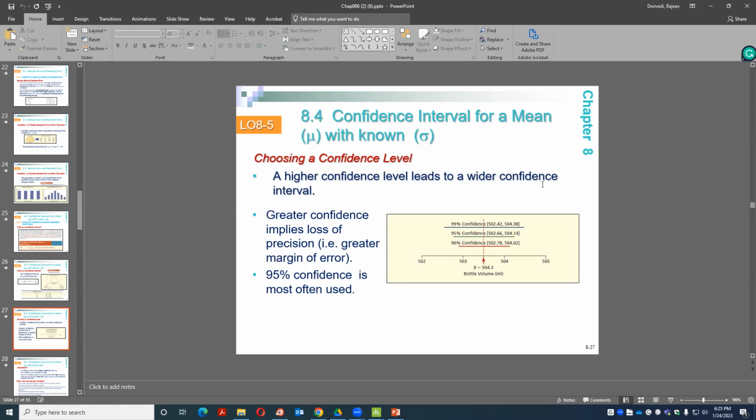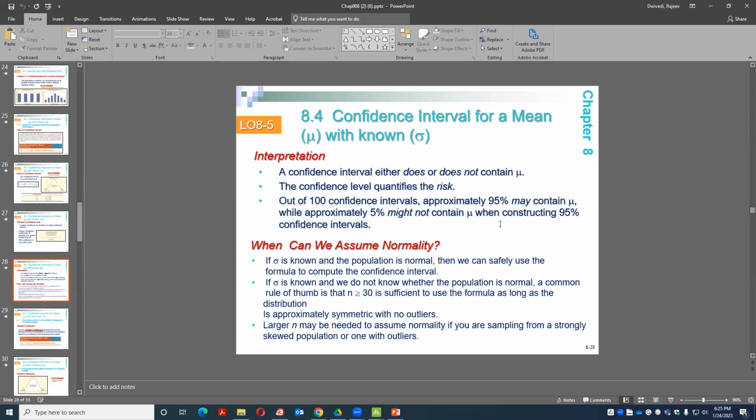A higher confidence level leads to a wider confidence interval. That means if you are predicting with 99%, you will get a bigger range, however you will lose the precision. So what is the meaning of a confidence interval? Let's say you are doing an experiment. Out of 100 intervals, approximately 95% may contain the true mean, mu, and 5% might not contain mu. So this is the meaning of a confidence interval.